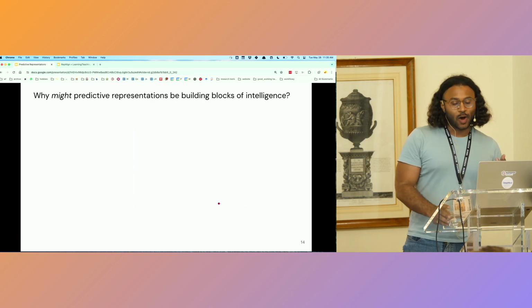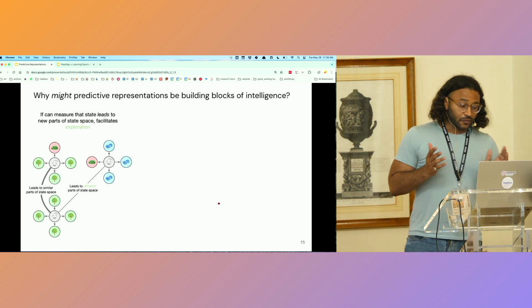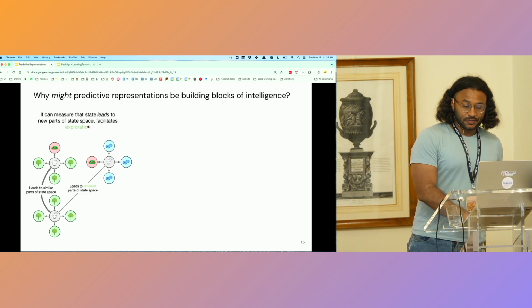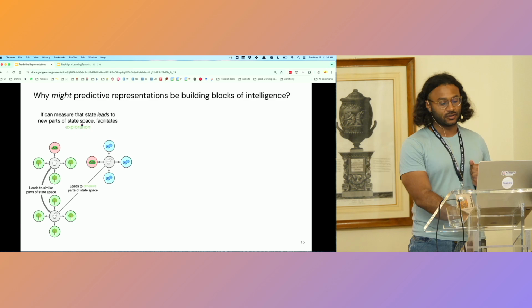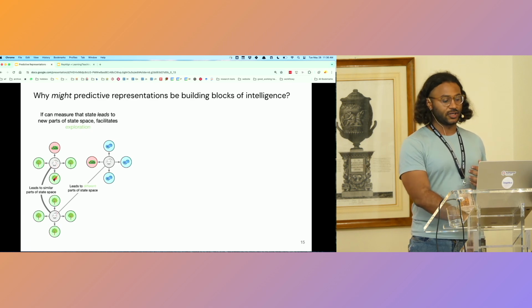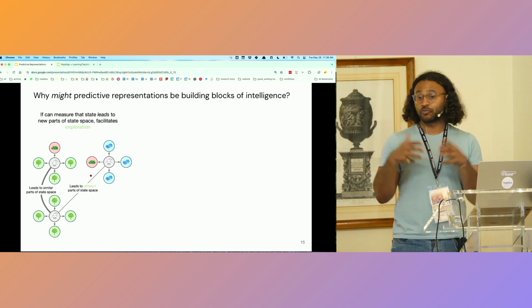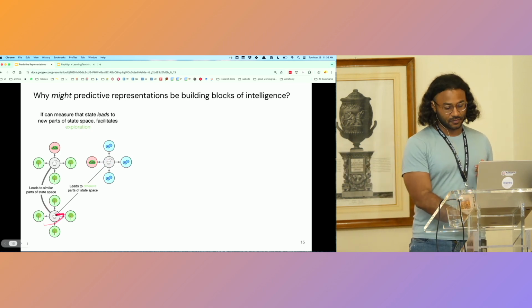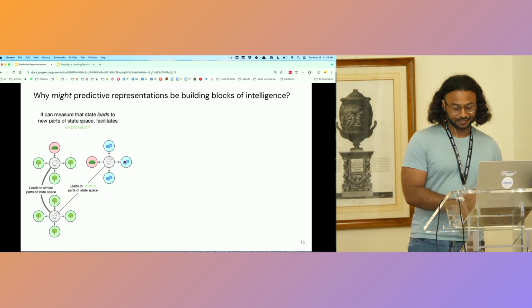Okay, so why might predictive representations be building blocks of intelligence? First, if you can measure that a state leads to new parts of a state space, this can facilitate exploration. Here I draw your attention to the mouse. From here the mouse is like, oh, I can get to trees from here. And from here the mouse is like, oh, I can get to trees, but also berries. But from this part of the state space, the mouse is like, oh, I can get to the pond. And so in terms of what you can reach from it, this is different from these, and the mouse may want to explore locally there. So this can help you with exploration.